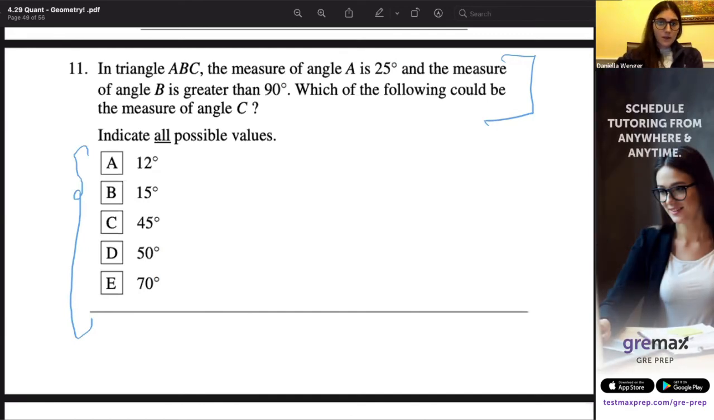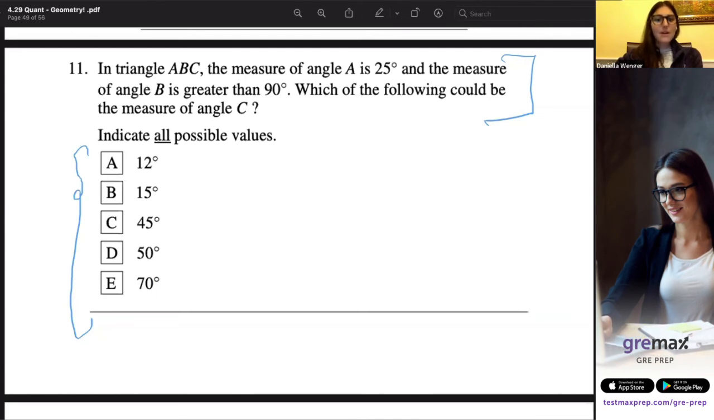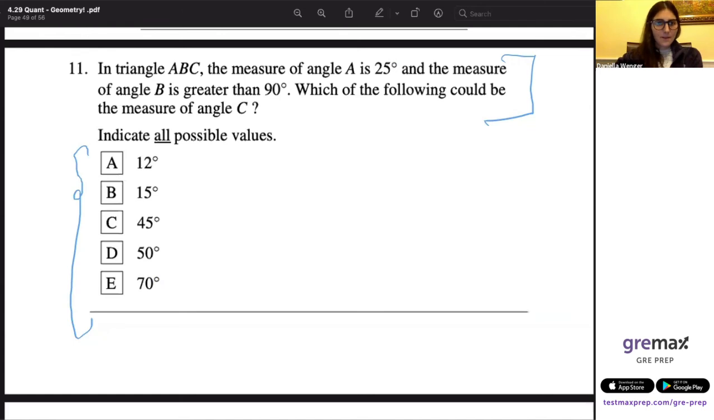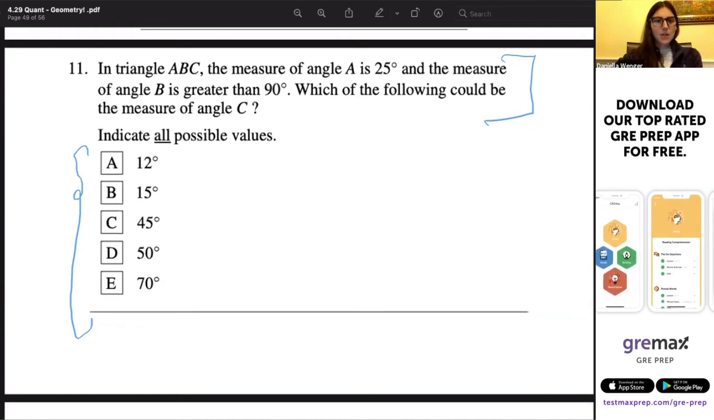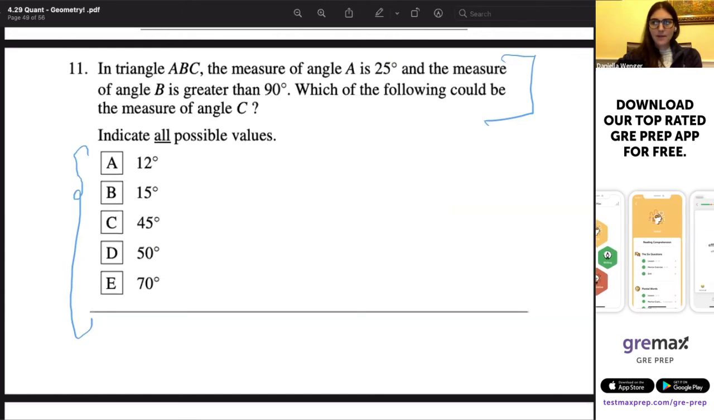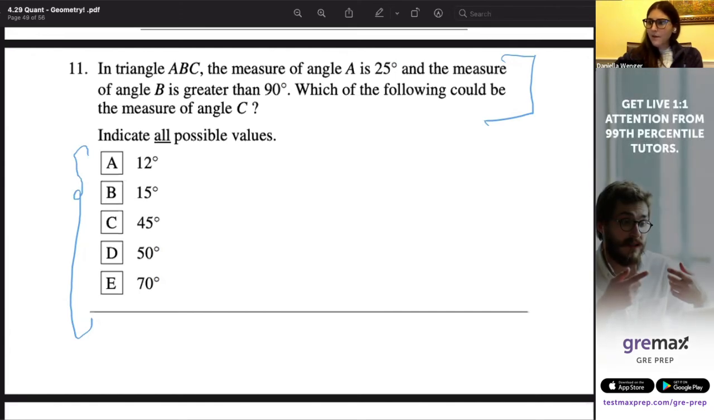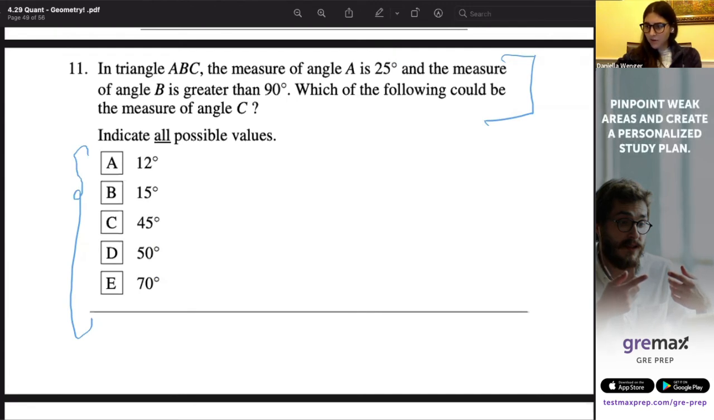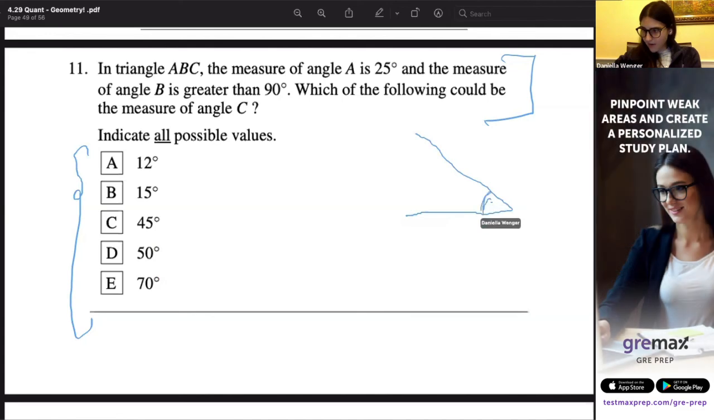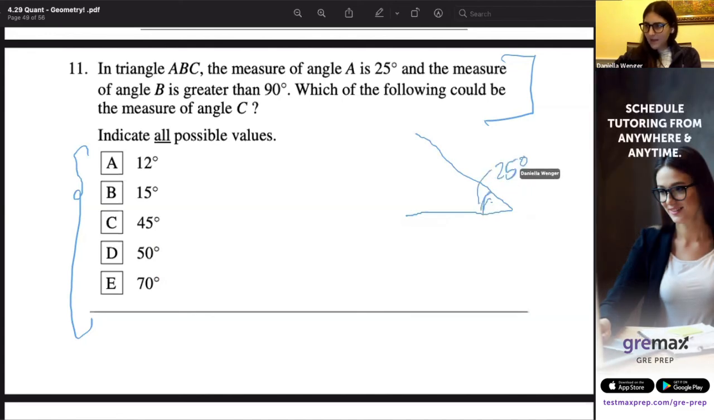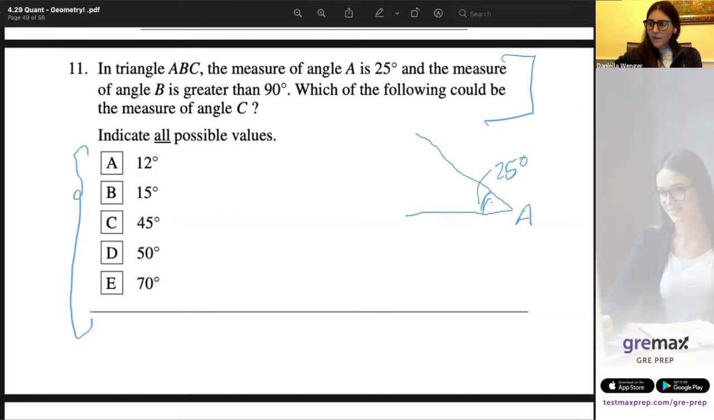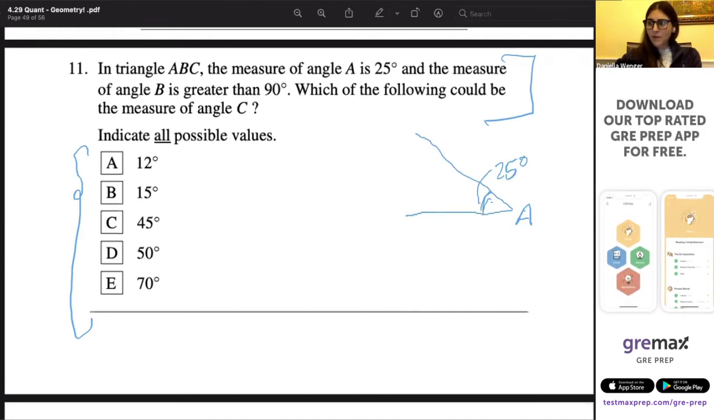So now let's look at the question itself. In the triangle ABC, the measure of angle A is 25, and the measure of angle B is greater than 90 degrees. Which of the following could be the measure of angle C? Let's take a look at this question, where we have one angle here that's 25 degrees. We're going to just sort of draw it out. So let's say this angle here is 25, and that's angle A. And we have angle C, but we just know that angle B is greater than 90.